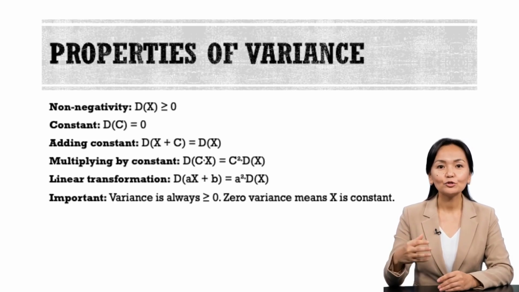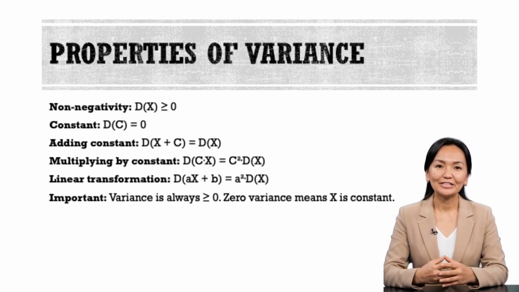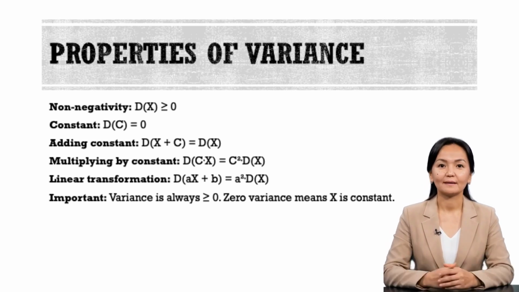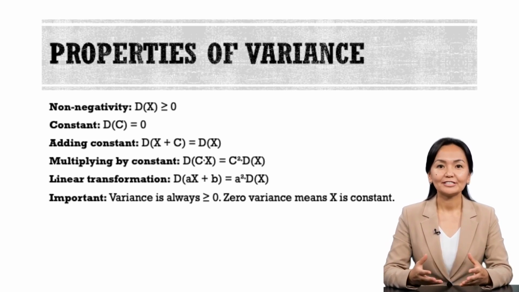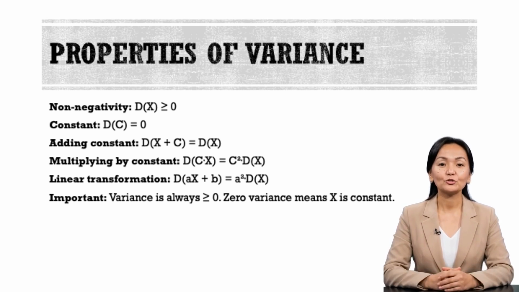Variance has several important properties that make it mathematically convenient to work with. First, variance is always non-negative. This makes sense because we're averaging squared quantities, and squared quantities are always positive or zero. Second, the variance of a constant is zero. If a random variable always takes the same value, there is no spread at all. Third, adding a constant to a random variable does not change its variance. If you shift all values by the same amount, the spread around the new mean remains exactly the same.